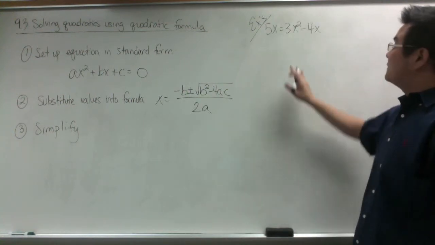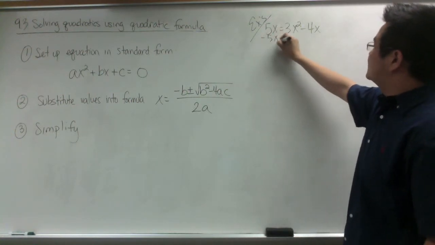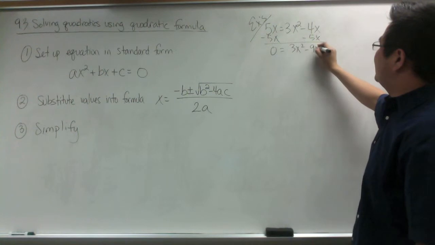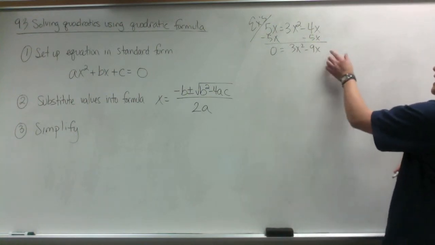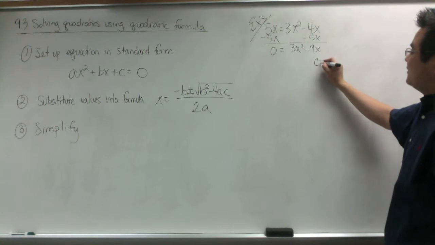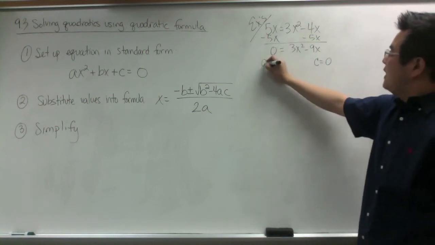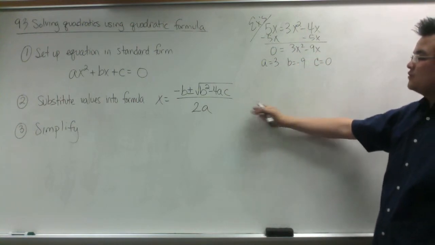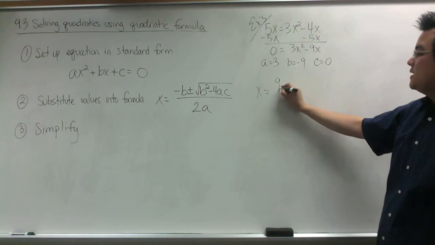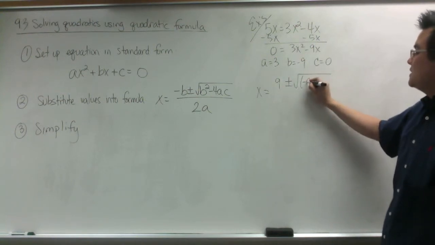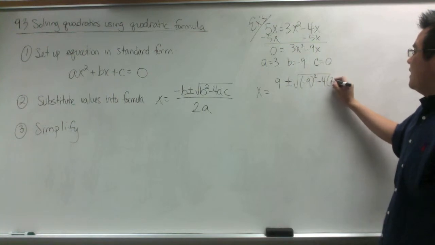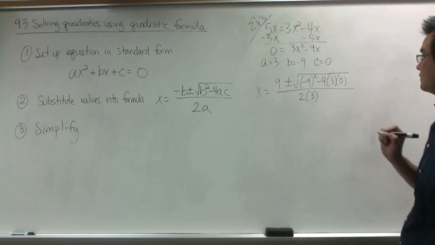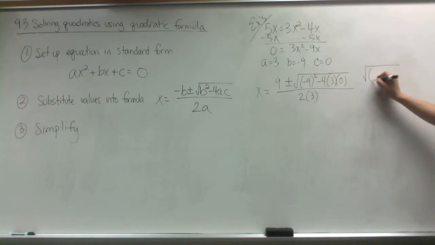In our next example, we're going to put it in standard form. So I'm going to subtract 5x on both sides to get 0 is equal to 3x squared minus 9x. If you notice in this example, we have no c value. So when we pull out that value, we're going to say that c is equal to 0. A is equal to 3, and b is equal to -9. Plugging into the quadratic formula, x is equal to the opposite of b, plus or minus the square root of b squared, minus 4ac, over 2a. So off to the side, I'm going to find out what the radical is equal to.